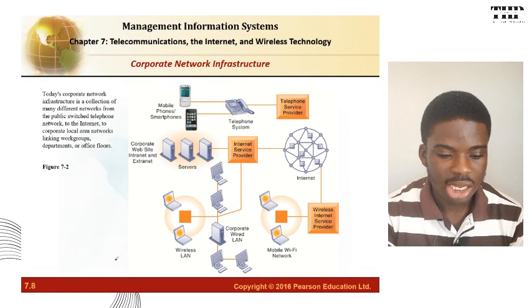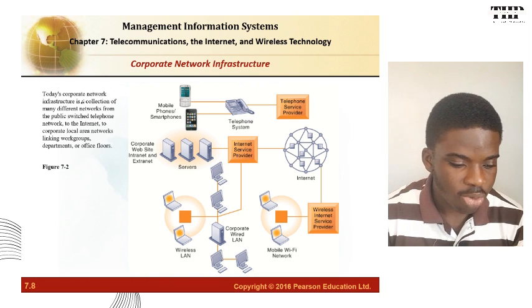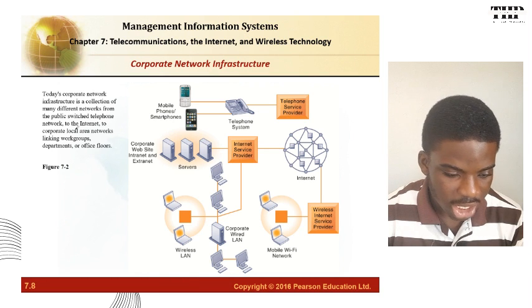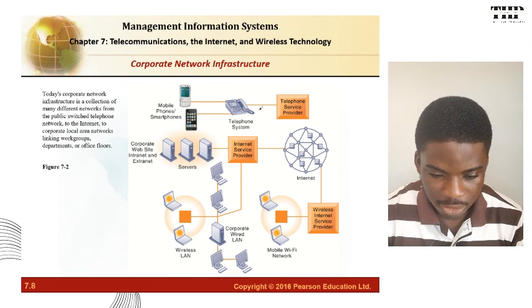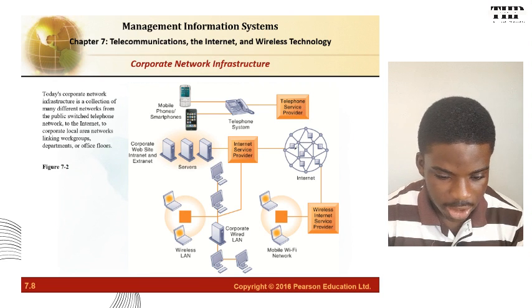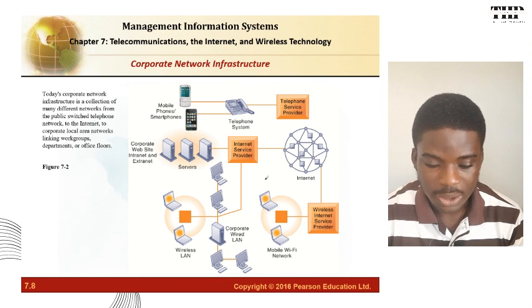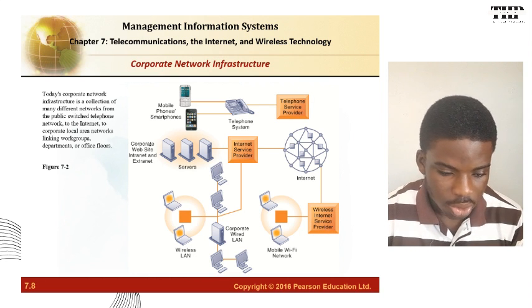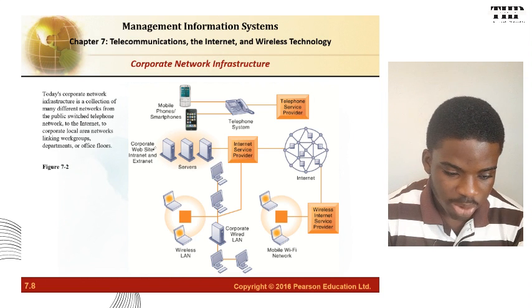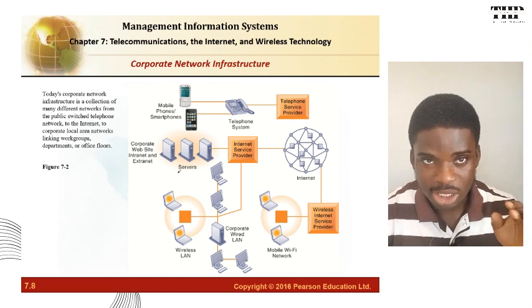So this is an illustration of the corporate network infrastructure. We have today's corporate network infrastructure. It's a collection of many different networks, from the public switched telephone network to the internet to the corporate local area networks, linking work groups, departments, or office floors. So these are the things we're talking about: the phones, the telephone system, right? The telephone service provider, the internet service provider, the wireless internet service provider. That's the Wi-Fi network. This is the ISP. The servers hold the corporate website, intranet and extranet. That's where all the information is kept, right?